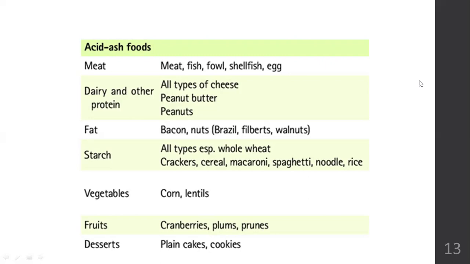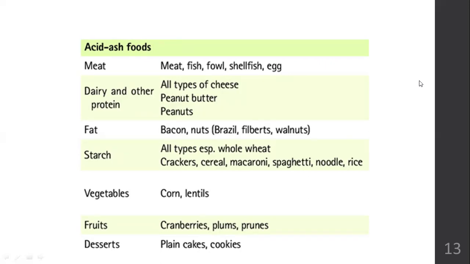Which means if you have alkaline stone, like calcium, magnesium, carbonates, these are the components of your stone, which means you have too much alkaline. You were used to a lot of alkaline food. Now you have to shift to acidic food.